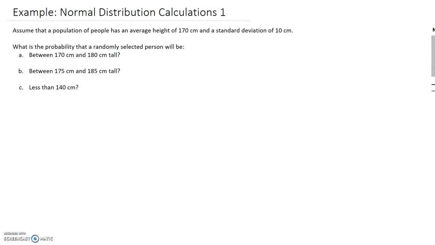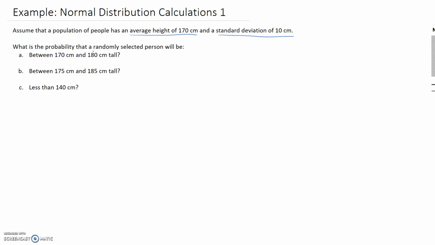Alright, so in this video I'm going to go through a couple of examples of calculating probabilities based off normal distributions, and I'm going to do this using manual methods, i.e. using a table. So we're told to assume that a population of people has an average height of 170 centimeters and standard deviation of 10 centimeters. So we're asked what is the probability that a randomly selected person will be, and we're given a few different conditions that we need to look at.